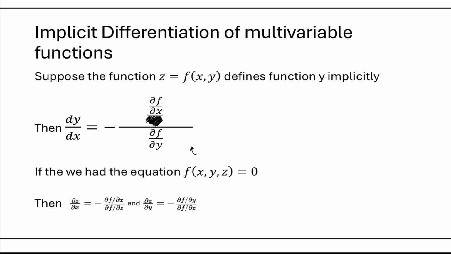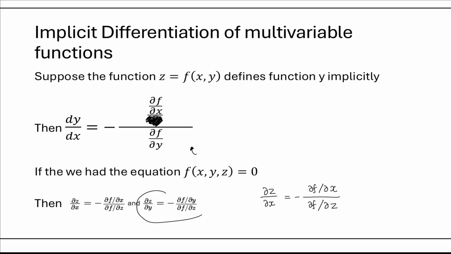If we then had a function with three variables, a function of x, y, and z, and we were going to find the rate of change of z with respect to x partially, we would have to do the function partially differentiated with respect to x divided by the function partially differentiated with respect to z.